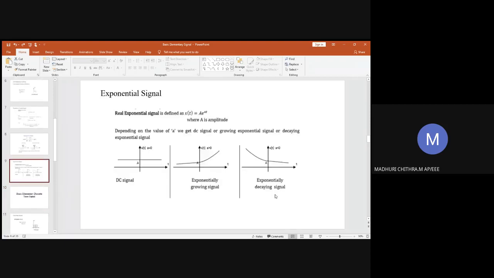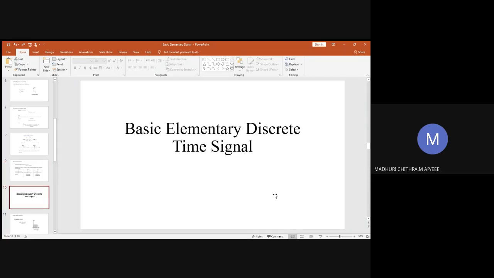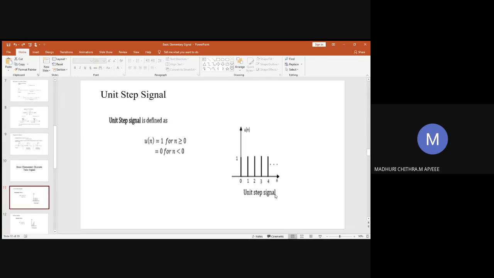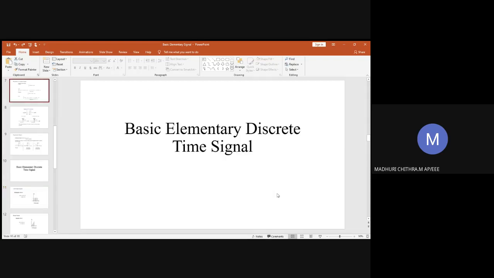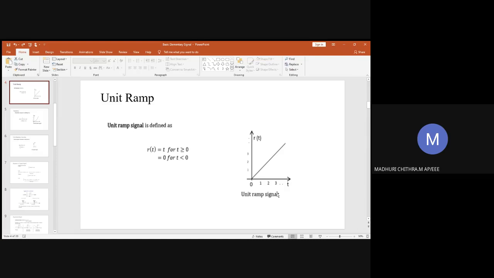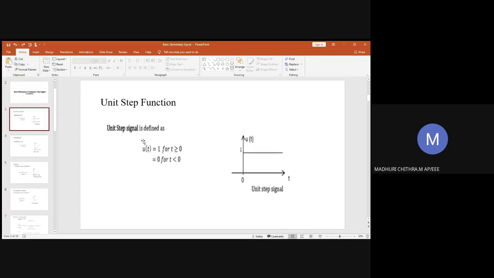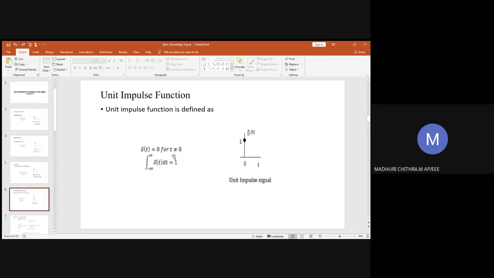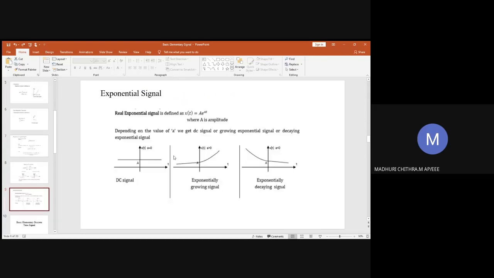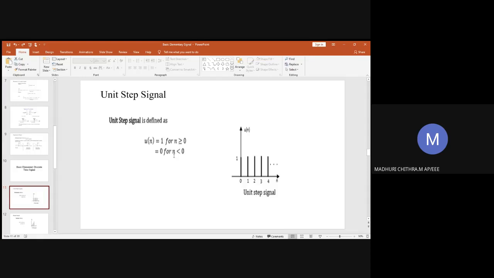So that's all about the continuous time signals. Next we are going to learn about the basic elementary discrete time signals. First of all, in the unit step signal we saw u of t for t greater than or equal to 0, which is continuous time. But a discrete time signal is discrete in nature, so its time is not continuous.